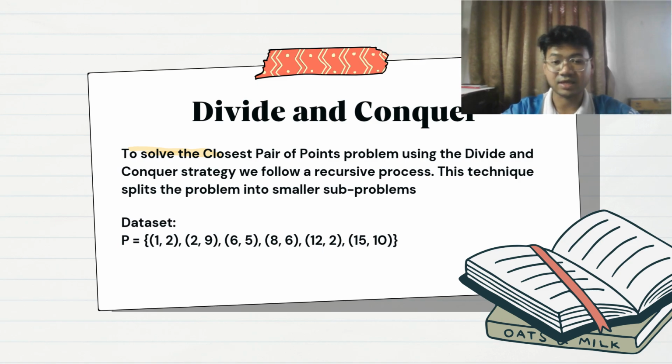So why divide and conquer? First, divide and conquer is an efficient algorithm design technique. Instead of checking all the point pairs, it divides the problem into smaller sub problems and solves them recursively. And also, it can combine the results efficiently. So this reduces unnecessary calculation and improves the performance.